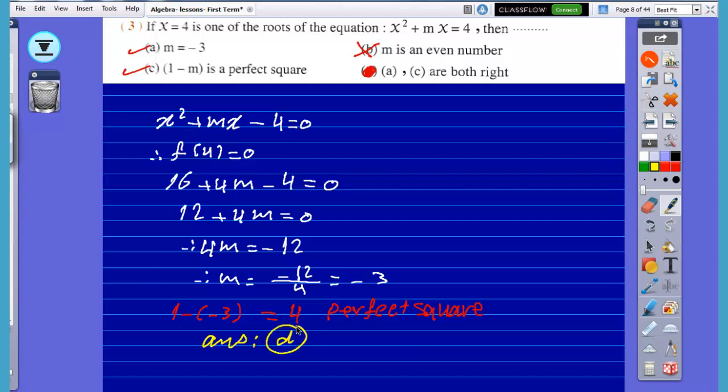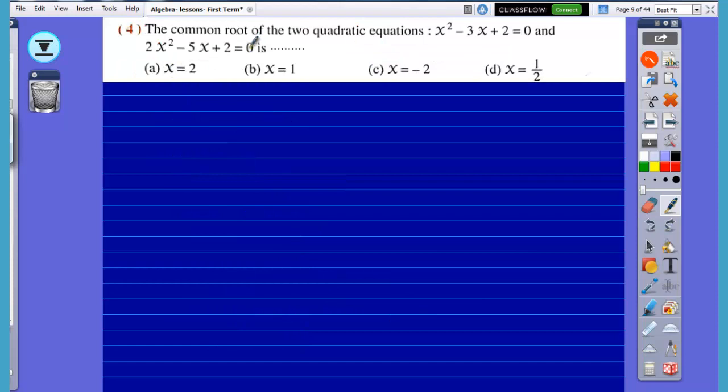Next question. The common root of the two quadratic equations, x² - 3x + 2 = 0 and the other equation, 2x² - 5x + 2 = 0. Here we want to know the common root. So first we will find the two roots of the first equation.